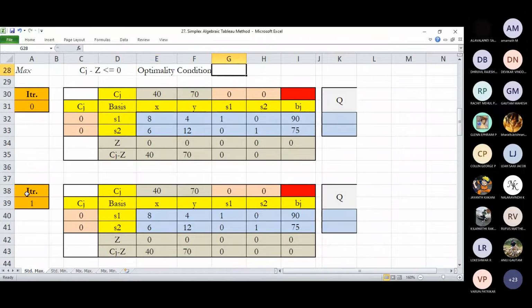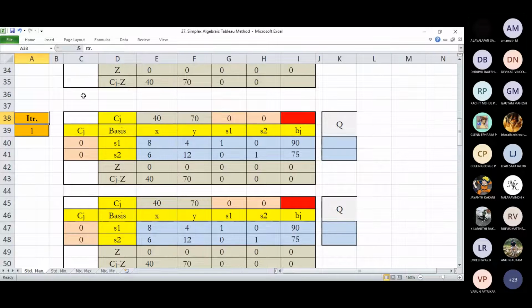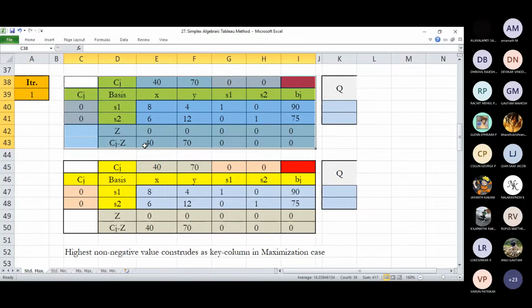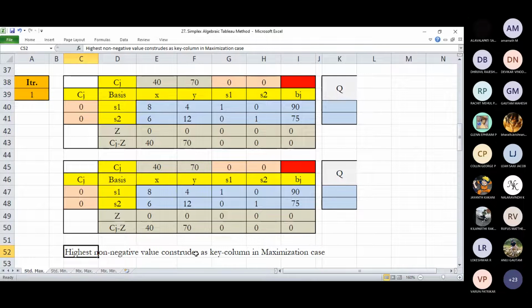Now iteration 1. What we need to really emphasize is that we just copy the same thing here. Then we need to find the highest non-negative value that constitutes the key column. Remember the same procedure among the Cj minus z.